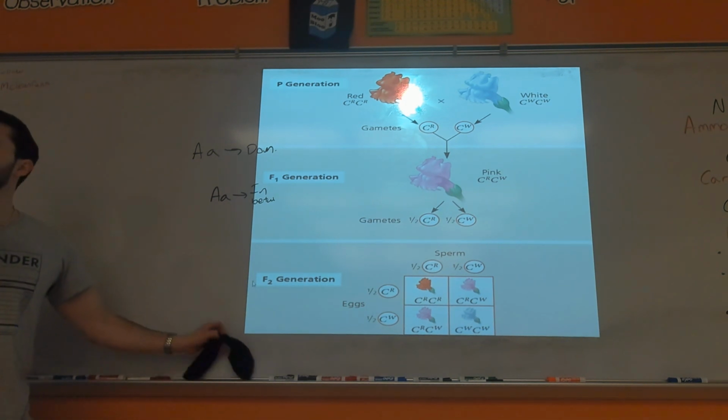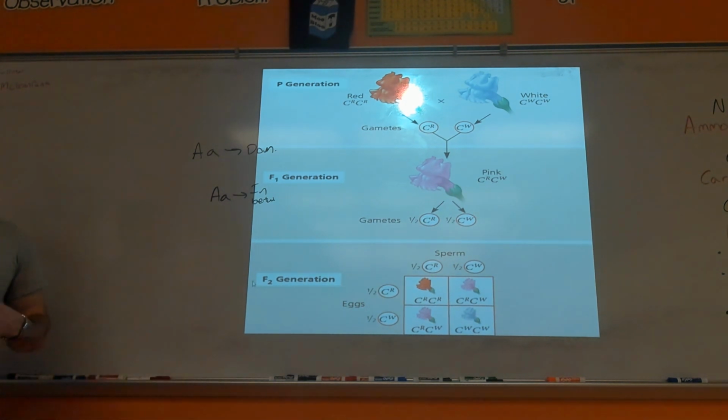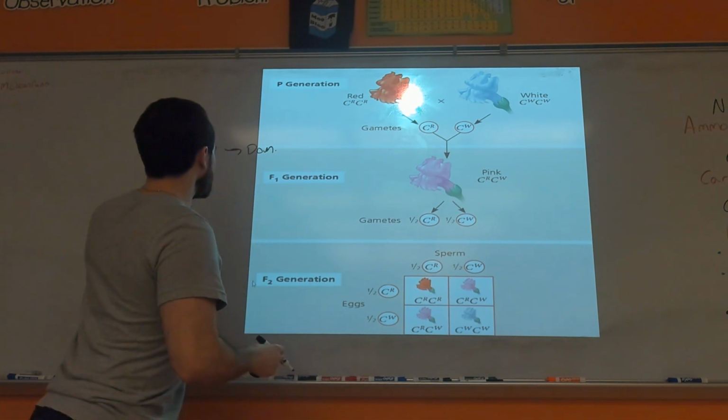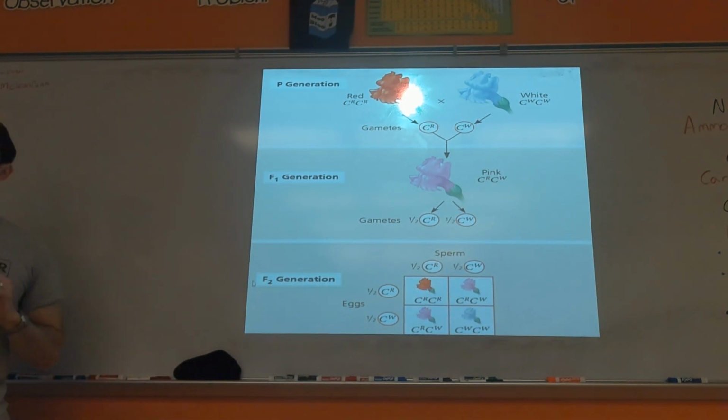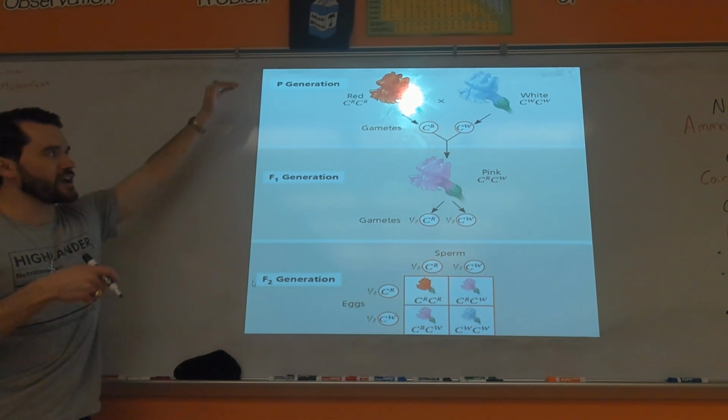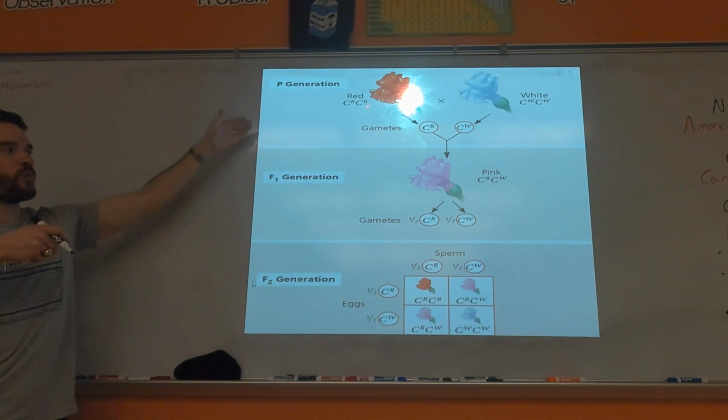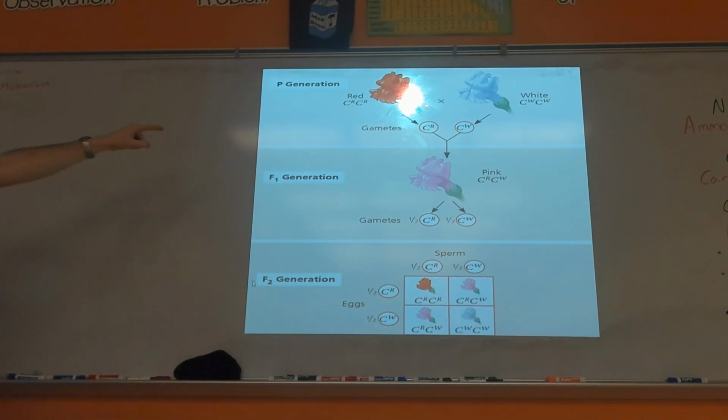It can be a little abstract to understand what exactly they mean, and that's where I think the mastering bio questions will hopefully help make it clear. So incomplete dominance: basically you have more than one dominant allele. Notice how they're not using capital and lowercase letters, because red is just as dominant as white in certain plant species.